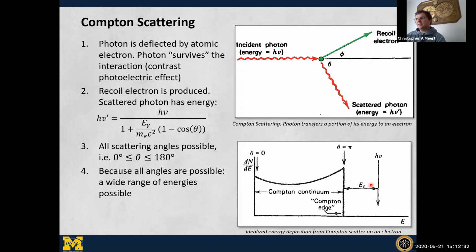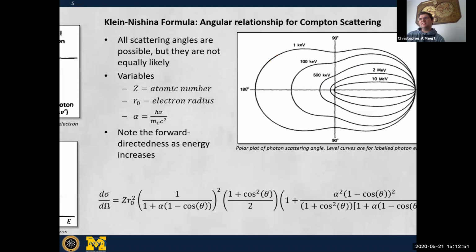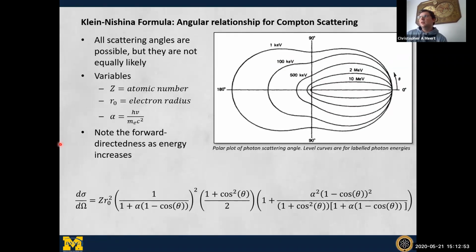You might notice that this continuum is not a flat distribution. If it were flat, that would mean a uniform likelihood of each scattering angle. But in our case, there is a directional dependency. How do we determine that? That's described by the Klein-Nishina formula. We had a question in the chat earlier about this plot, so I'll spend a little extra time on it. The scattering angles for all these events are possible, but they're not equally likely.